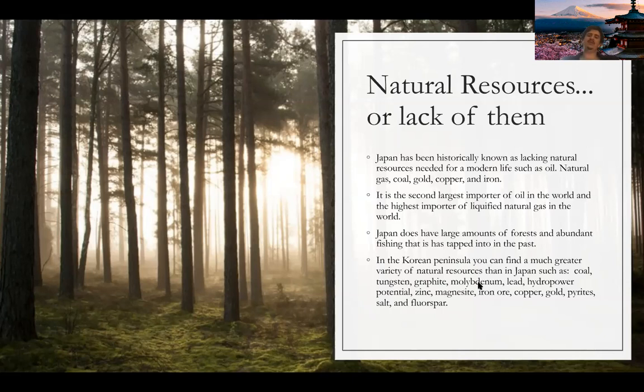The Korean Peninsula is a little better off. You can find a variety of natural resources there that Japan just doesn't have, such as the ones listed here. And that is why, as I mentioned earlier, Japan actually invaded and took control of the Korean Peninsula for roughly 40 years in early 1900s to the end of World War II, because they knew Korea had deposits of the resources they needed for their war efforts.